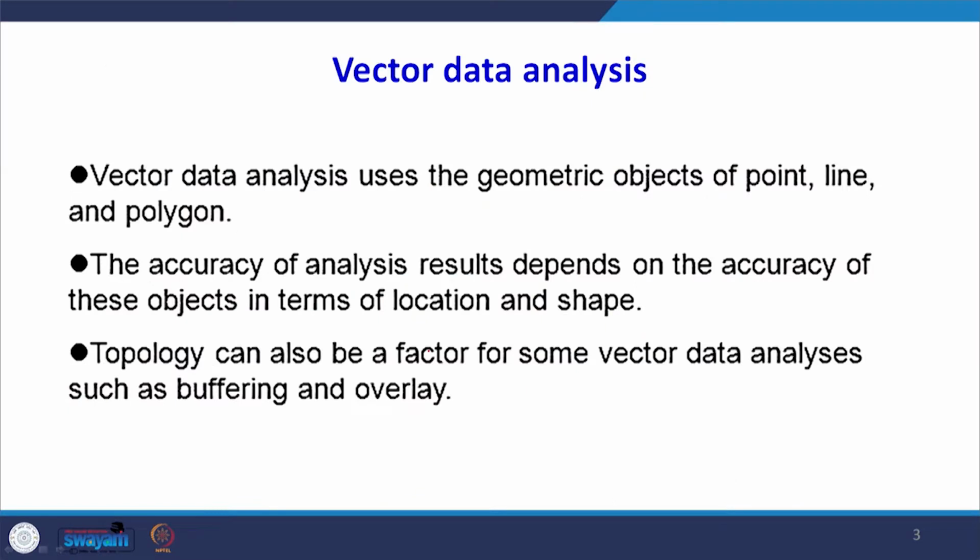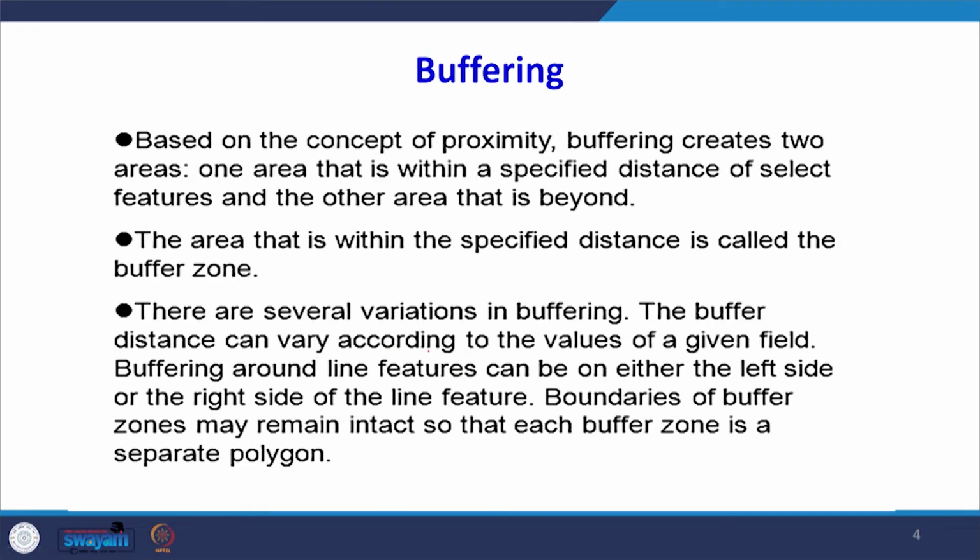Now, this is done in the case of vector data analysis. Buffering cannot be carried out with raster data because that is available in the grid format. In vector data analysis, the three types of features are used to create a zone around the feature, and according to the shape of the feature, the buffer also takes a similar shape. So it is parallel to that particular feature, and then we use this buffering to carry out overlay analysis. We can superimpose one map over the other map.